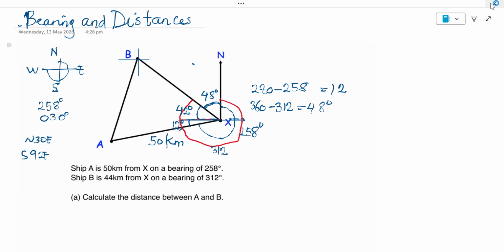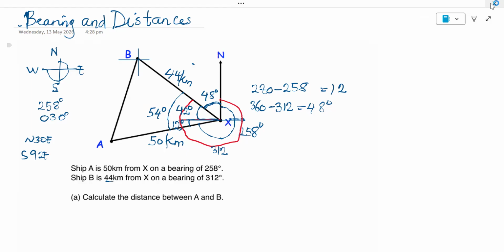So that will now give us the value of the angle from this point down to this point. The sum of 42 and 12 is going to give us 54 degrees. Remember that she is 44 kilometers away from X. So here is going to be 44 kilometers, right? So we have what we need in here, right?